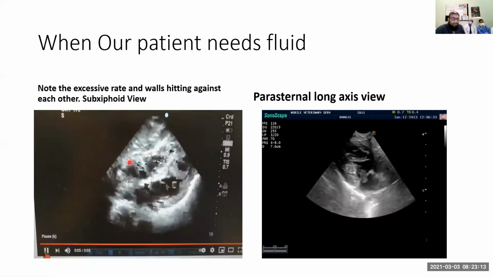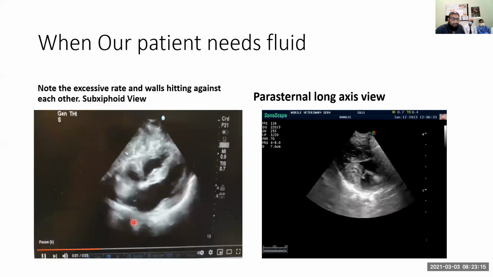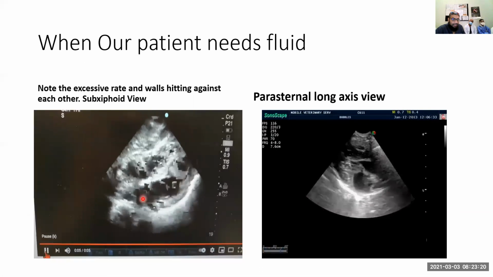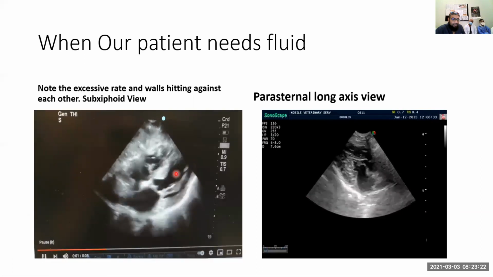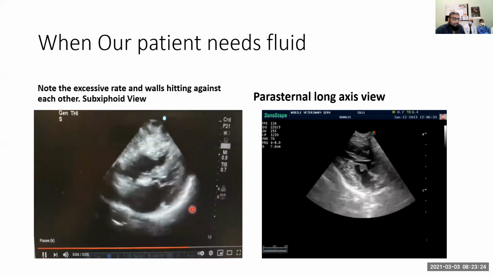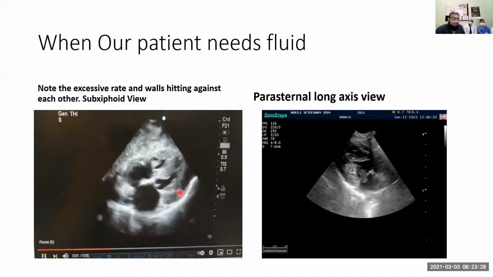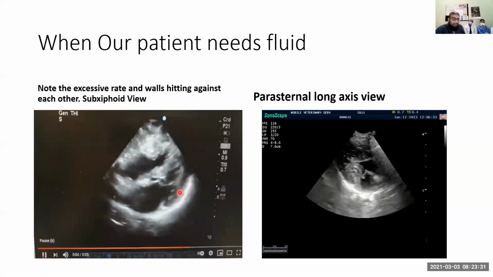So this is a subxiphoid view again. So here we have the right ventricle, right atrium, left atrium, and left ventricle. Can you see the difference this time? What's happening to that left ventricle specifically on this side? Good, very good. The walls are collapsing.